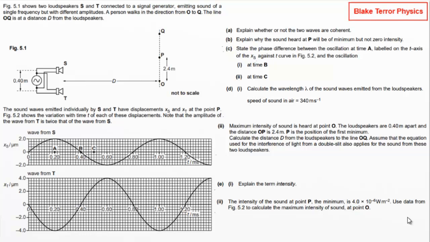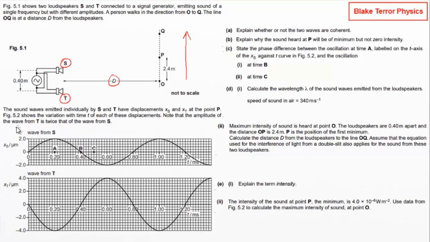All right, next up we've got another meaty looking question. Figure 5.1 shows 2 loudspeakers S and T connected to a signal generator, emitting sound of a single frequency with different amplitudes. A person walks in the direction O to Q, so they're walking up here. The line OQ is a distance D from the loudspeakers. The sound waves emitted individually by S and T have displacements XS and XT at the point P. Figure 5.2 shows the variation with time.